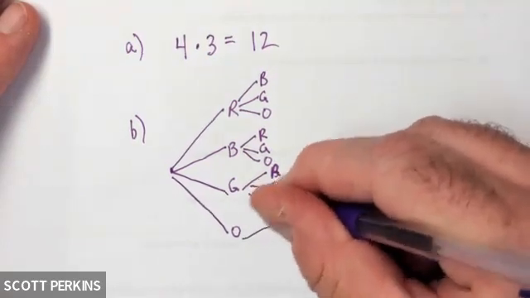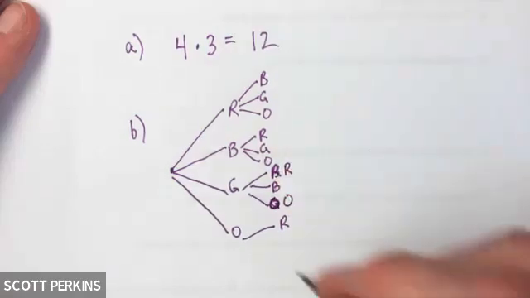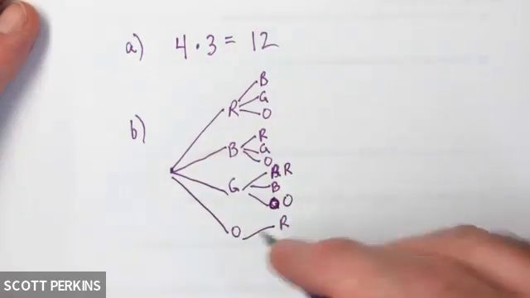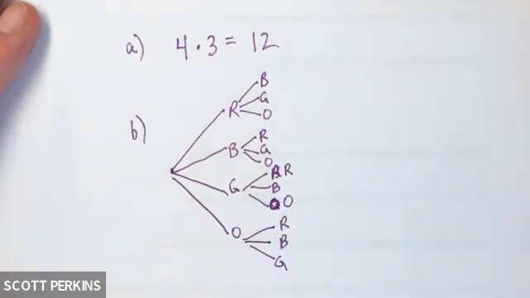And then finally, when I draw the orange one, I've got red, blue, and not green. We already drew the green. That should be an O. So then when I draw the orange one out, I've got a red, and then I've got a blue, and then I've got a green.